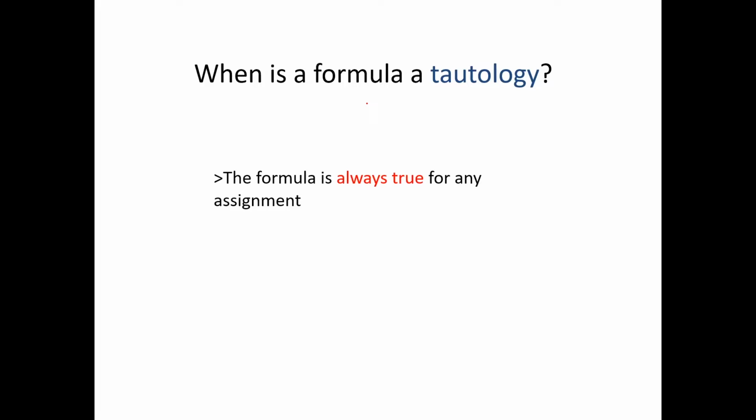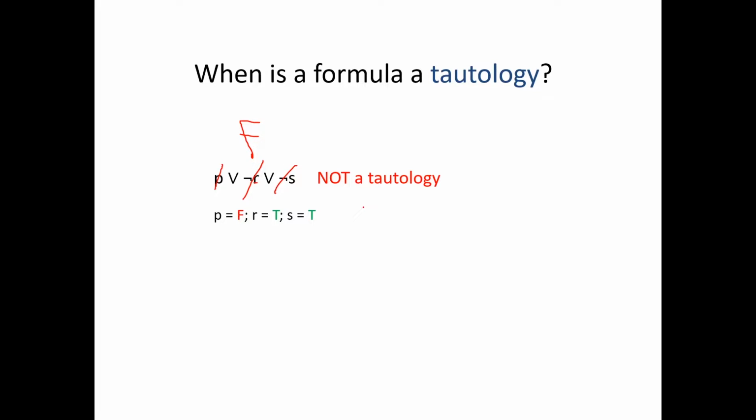When is a formula a tautology? Well, it is a tautology if it's true for whatever assignment you give it. It's always going to be true. So this thing is not a tautology. Why? If we do this assignment, so P is false, R is true, there you go, not R is false. And finally we have S is true, not S is false. So the whole thing equates to false. There you go, doesn't work.